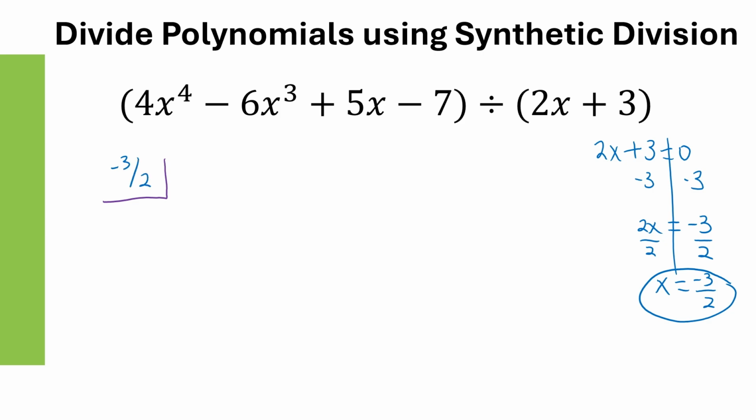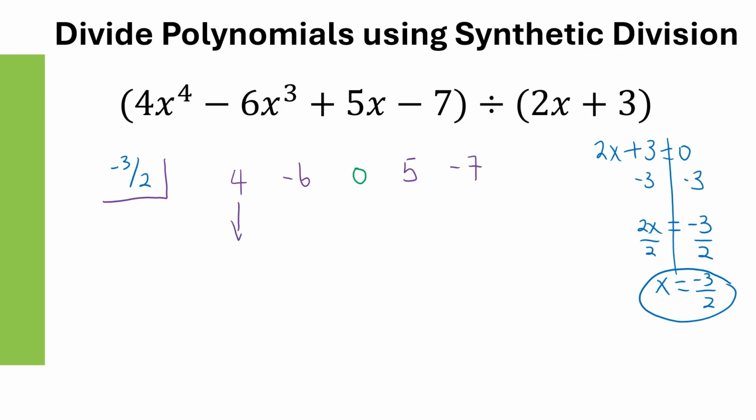The next step is to list the coefficients of the dividend, which is the polynomial being divided, in descending order of exponents. So our leading coefficient here is going to be 4 because the highest exponent here is x to the 4th power. And then our next coefficient for x to the 3rd term is negative 6. And it's missing the x squared term, so you're going to add 0 as the placeholder. And the next term will be the x term with a coefficient of 5. And then we have a constant of negative 7.